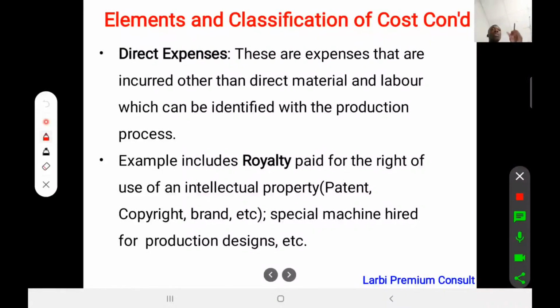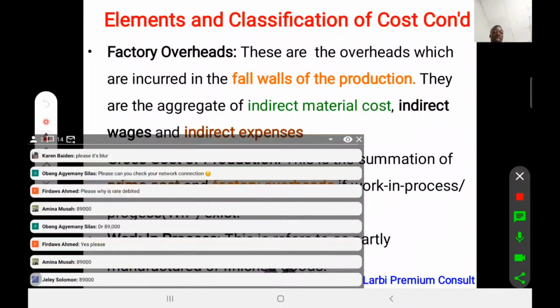So royalty is a direct expense that has to do with where one uses the right granted by someone to use another one's property. So when you see royalty here, it's part of the direct expenses: the right of use of intellectual property such as patent, copyright, brand, and special machine hire for the production. These are what we call direct expenses. So let's take note of that. Any question?